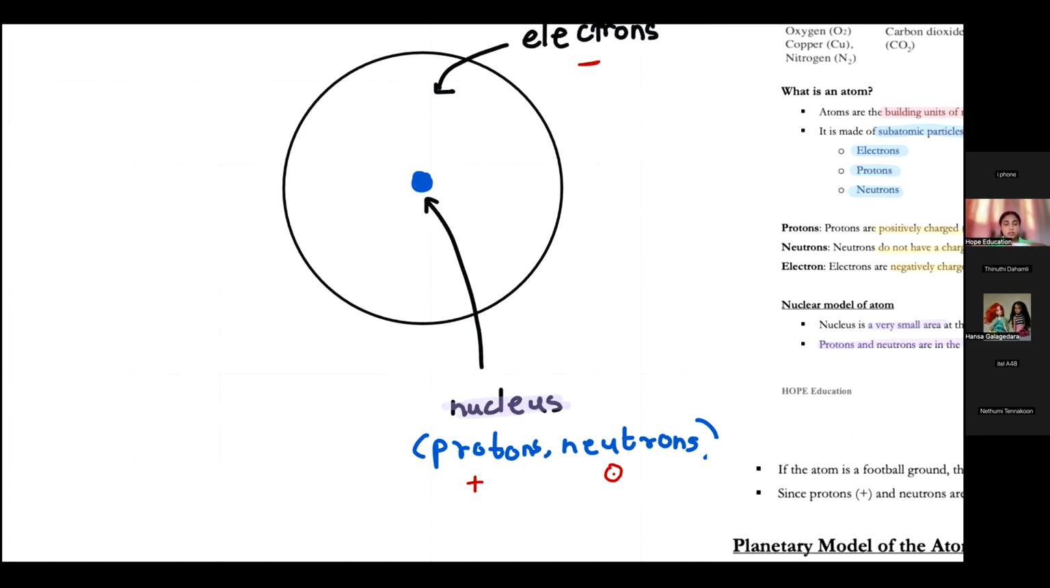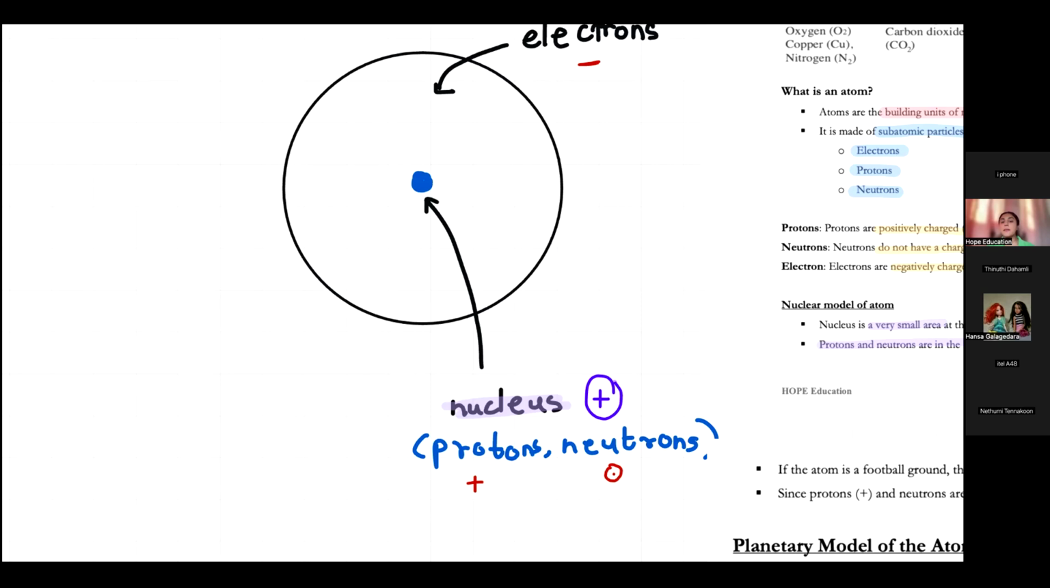Let me know in the chat box. I'm getting a lot of answers. Okay, others? Yes, good. Very good. Therefore, the charge of the nucleus is also positive. How is that? Because protons are positive, neutrons are zero. It's positive, so therefore the nucleus is also positive.